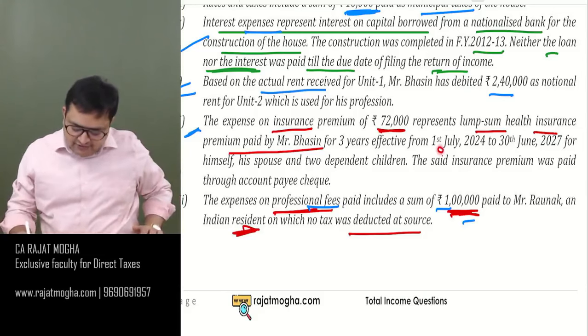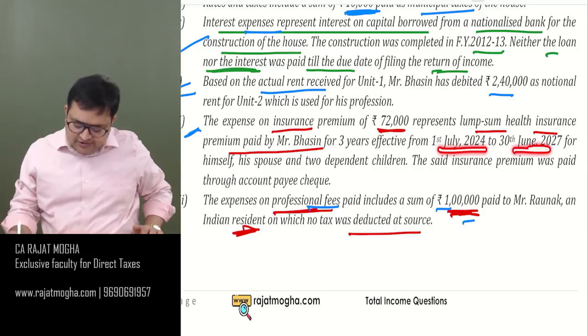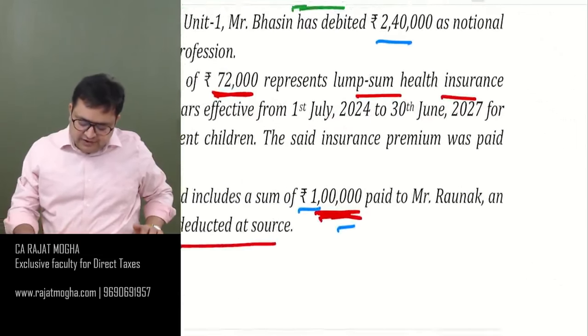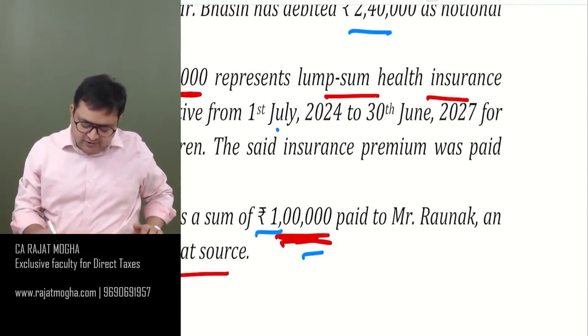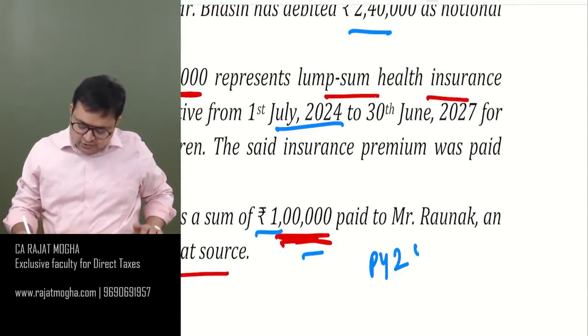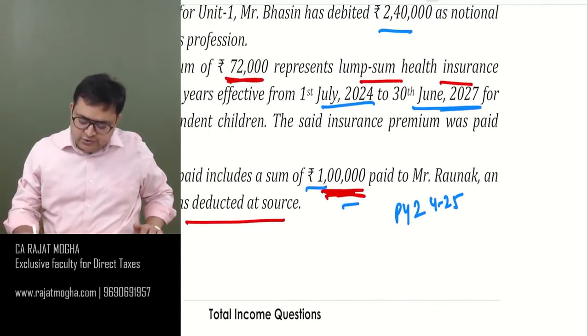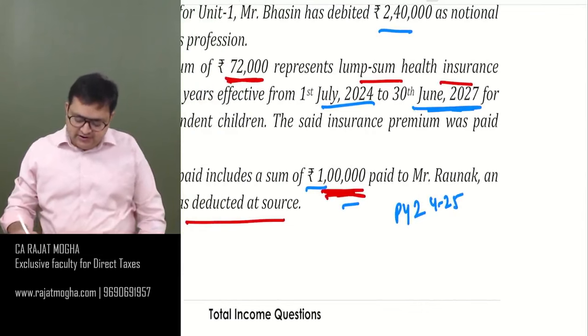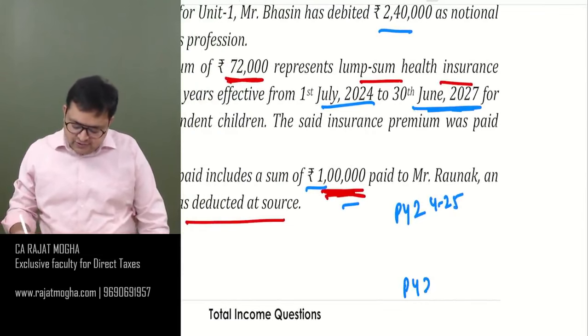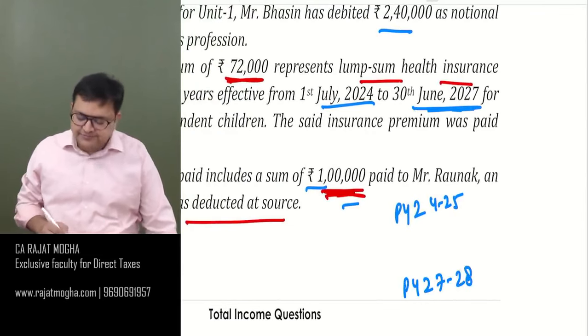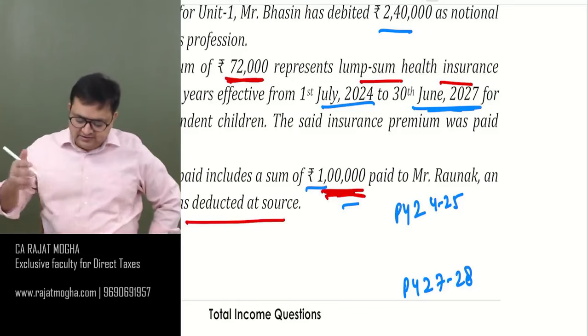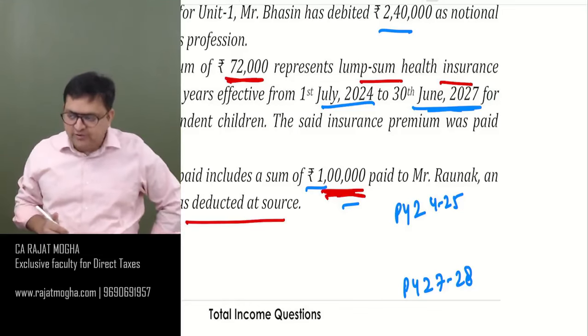So it is from 1st July 24 till 30th June 27. 1st July 24 falls under the previous year 24-25, and it is going till June 27. June 27 is previous year 27-28. Agree now? So this is affecting my previous year 27-28 also.